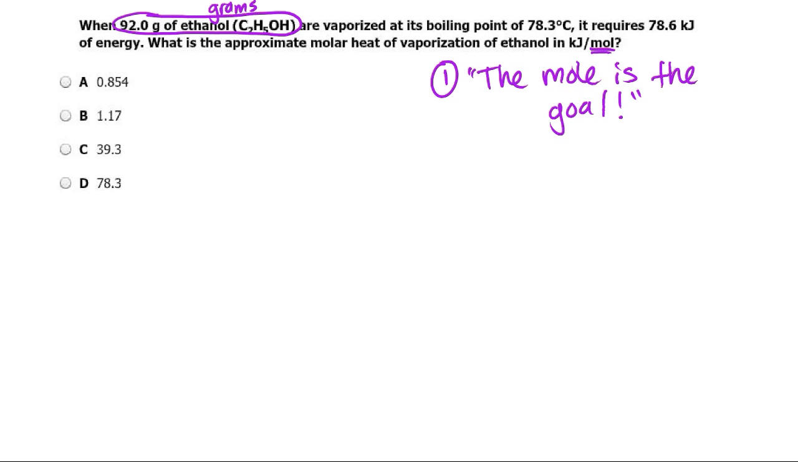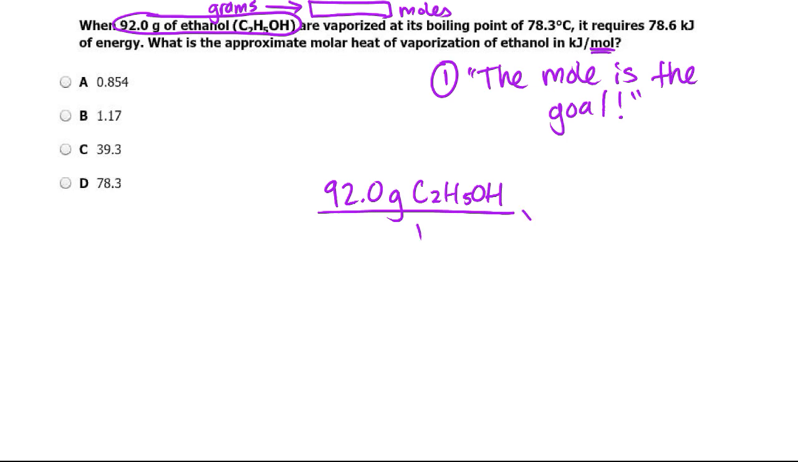So I'm going to turn my grams into moles because I'm sitting in the testing center and have no idea what to do. So I'm going to turn those 92.0 grams of ethanol, C2H5OH, into moles. Because I can at least do that.